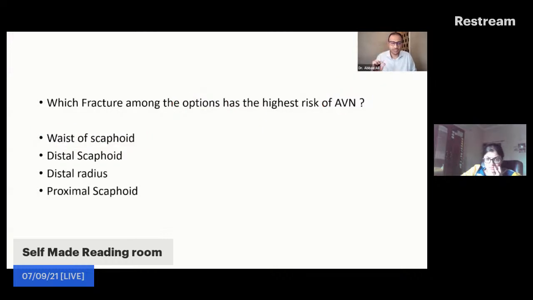Excellent. Now let's look at this last question from scaphoid. Come on. Yes, Ravi. Yes, Mohammed. Excellent. The answer here is proximal scaphoid.